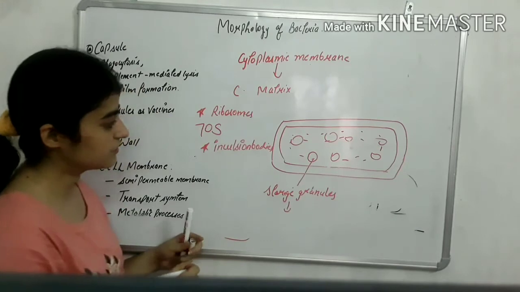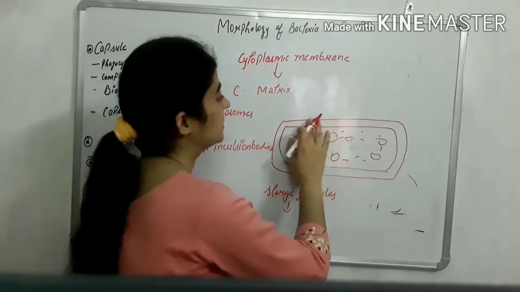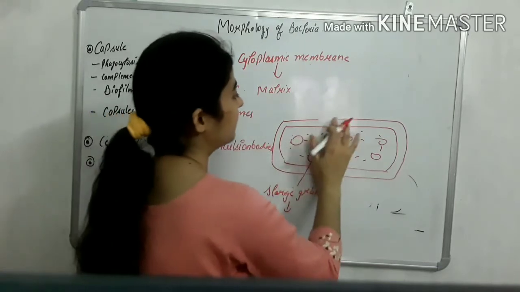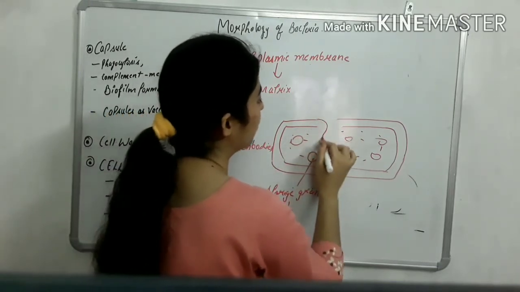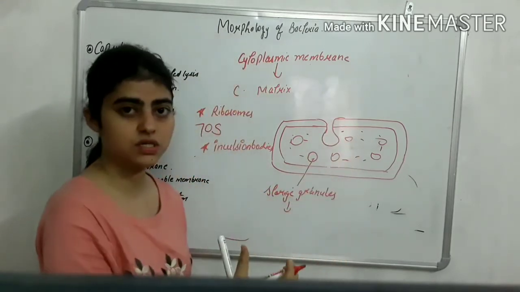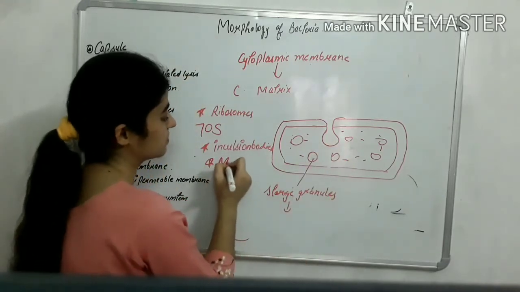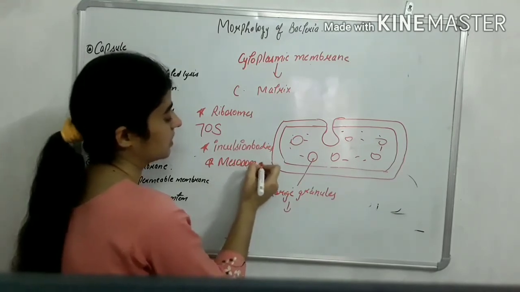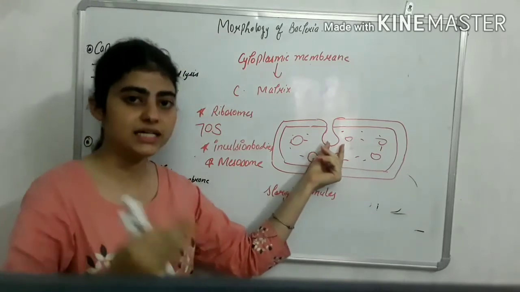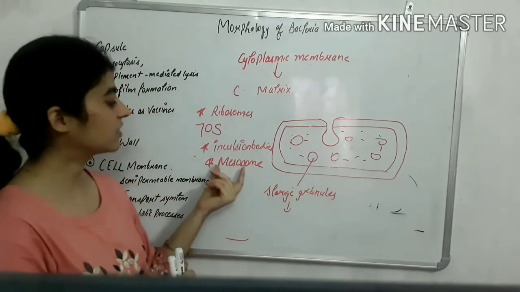Next to the inclusion bodies, we also have mesosomes. Now what are mesosomes? The cell membrane of the bacteria folds itself to form invaginations, to form some vesicles. These vesicles are called mesosomes. So basically the cell membrane invaginates. Invaginate means it will fold itself. The cell membrane will invaginate to form vesicles that are called mesosomes.